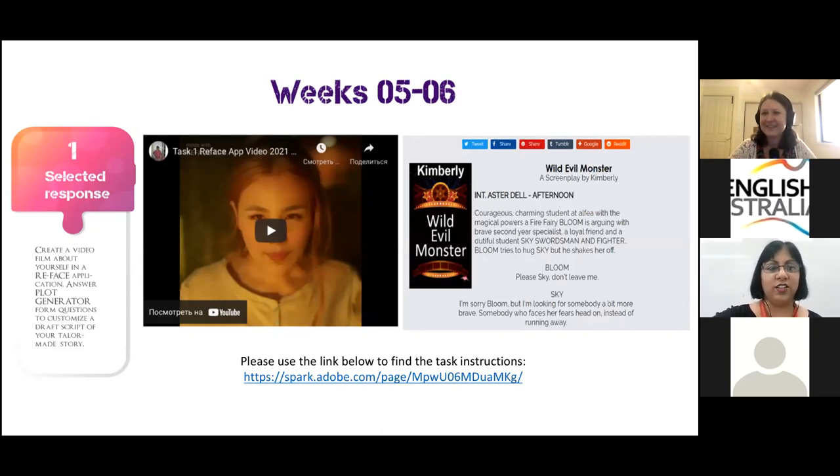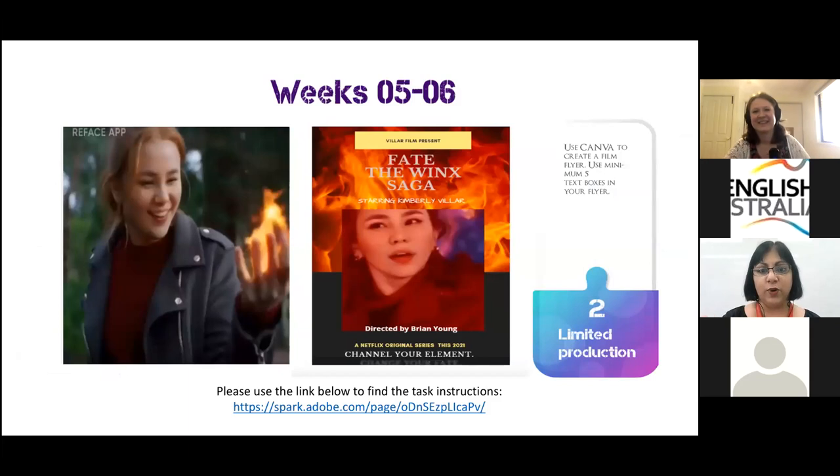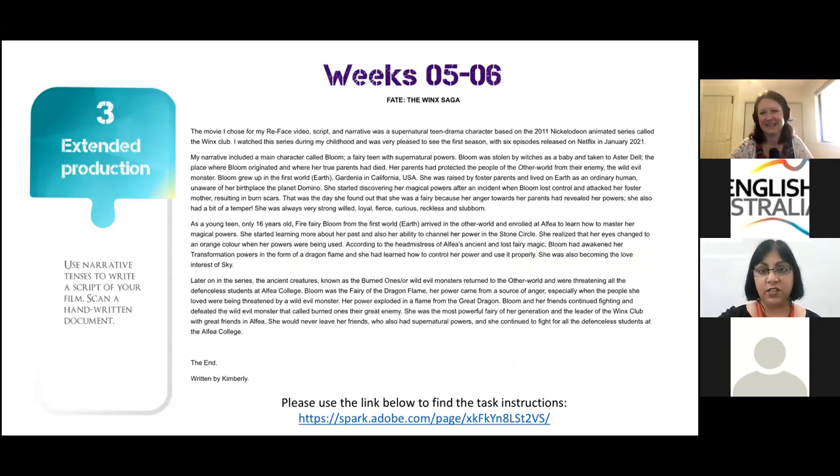With this student, she chose something she was interested in for her Reface app, which was the selected response, and then she made a film script from that. Then she went on to do the second task, the limited production, and the final task was this writing. So it builds from task one, task two, task three, getting a little harder each time. It really shows their characteristics and personality through the artifacts they produce.